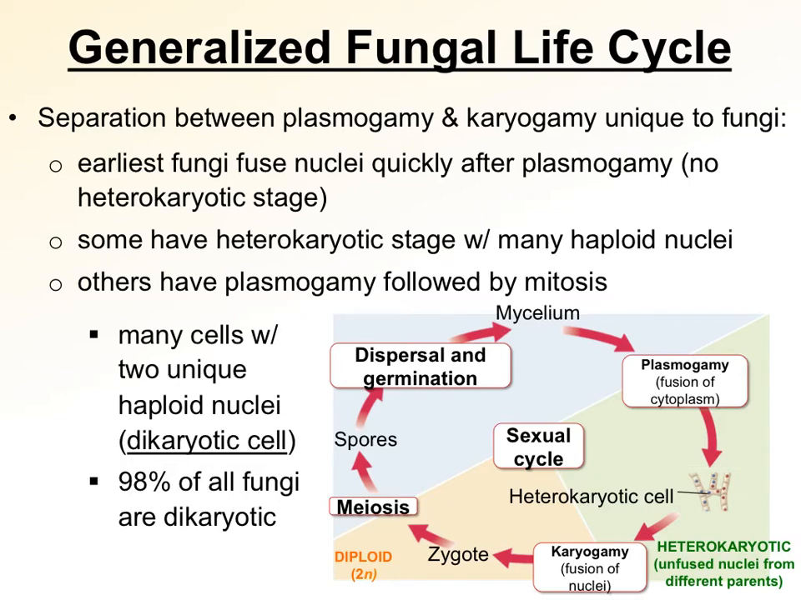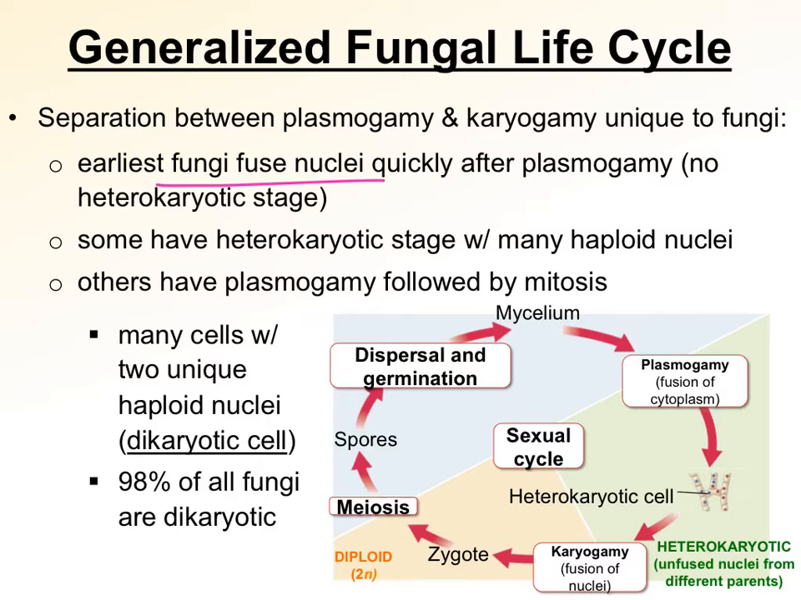So depending on where a given fungus falls on the evolutionary tree, they might spend more or less time pausing between plasmogamy and karyogamy. The earliest fungi will pretty quickly fuse the nucleus. After plasmogamy, you don't see this heterokaryotic state.